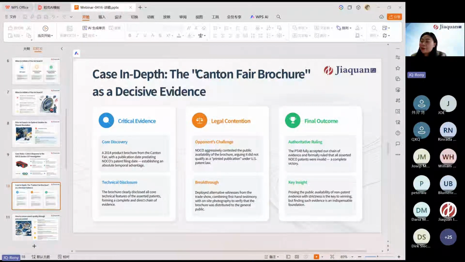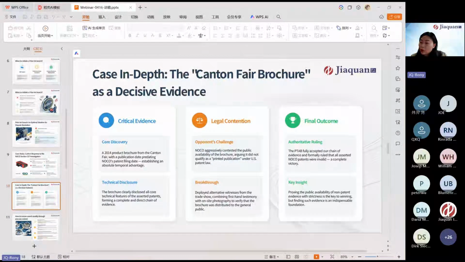The opposing side fiercely attacked the public accessibility of this evidence, meaning they refused to recognize it as a printed publication under US patent law. What made it more dramatic was that the scheduled key witness was unable to appear. As a result, an alternative witness who was present at the time had to come to court. With his personal experience and on-site photos, he finally convinced the judge to confirm the legal validity of this brochure.